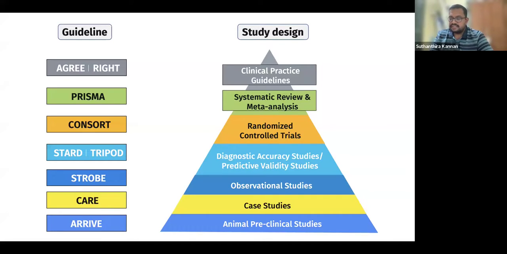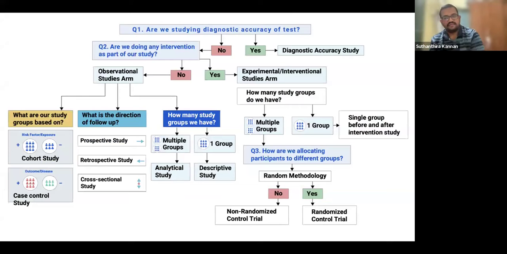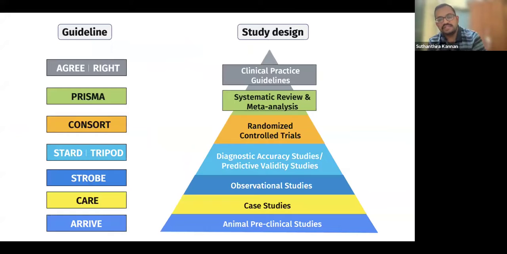STARD guidelines. If it is a systematic review and meta-analysis, we have PRISMA guidelines. If it is RCT, CONSORT guidelines. So these are the guidelines available on the net. You download them. Suppose you decided, first you do this flowchart, you will come to your study design. Then you download these guidelines and write your methodology.